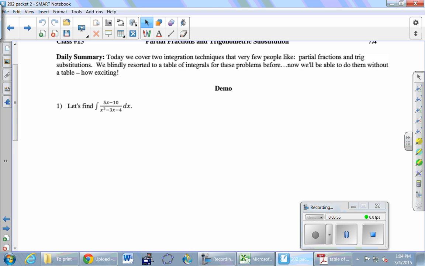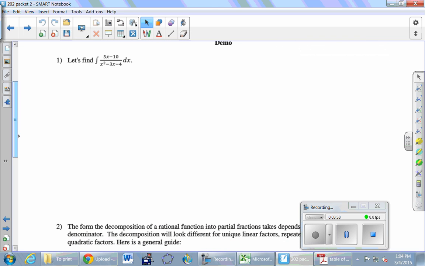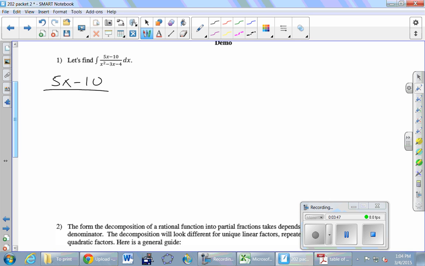Okay, so let's start with number 1, this new integral, 5x minus 10 over x squared minus 3x plus 4. So you're going to follow along with me here as I try to convince you that we can take that integrand and rewrite it. First, we're going to factor that bottom. So what does the bottom factor as? Minus 4 plus 1. Okay, so we factor the bottom.